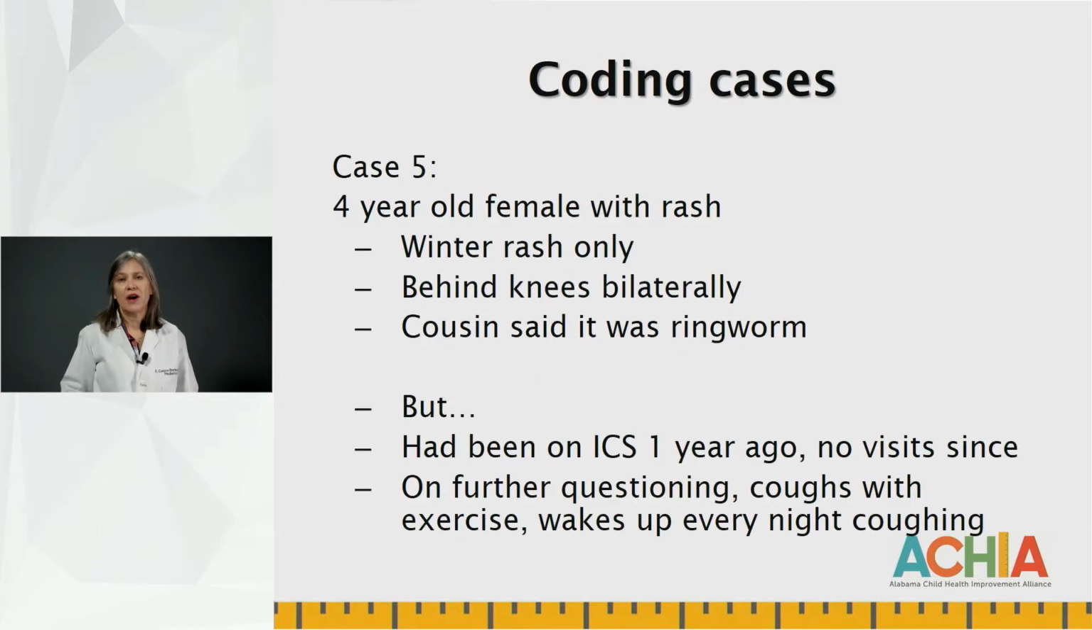And for case 5, it looks very simple. It's just a 4-year-old with a rash behind her knees, but you start looking into it more and you find out that this patient also coughs with exercise and wakes up every night coughing. And again, now that you've got the eczema and you've got a new diagnosis likely of asthma, this will be a level 4 visit as well.